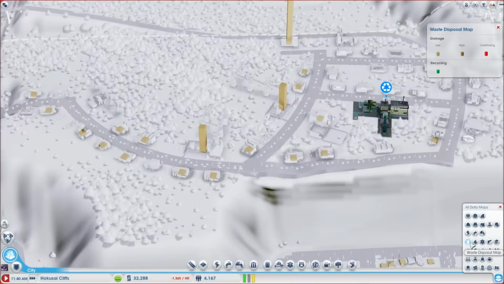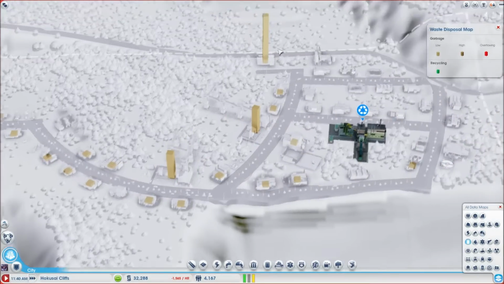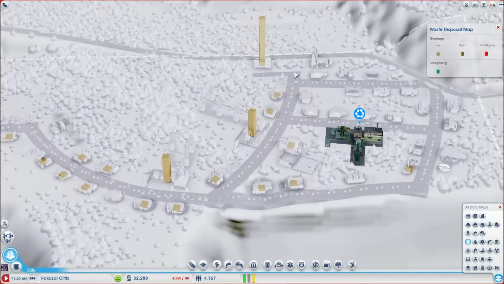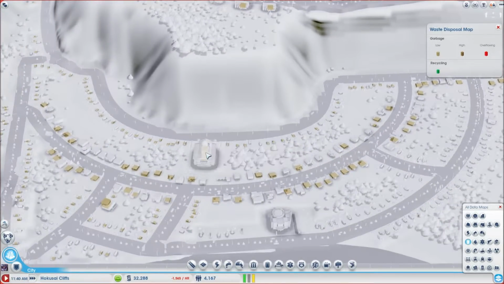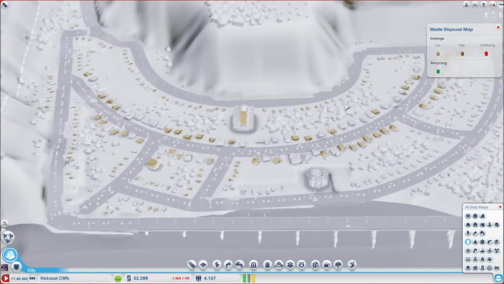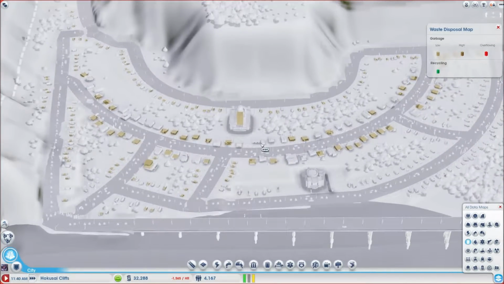Finally, or additionally, I should say, we've got the waste disposal map, which shows your larger trash generating buildings. So, you know, town hall is going to be making a lot because it's got a lot of workers there. Low-income houses won't make too much because they don't have a lot of people. The higher density, the more garbage is going to be generated.